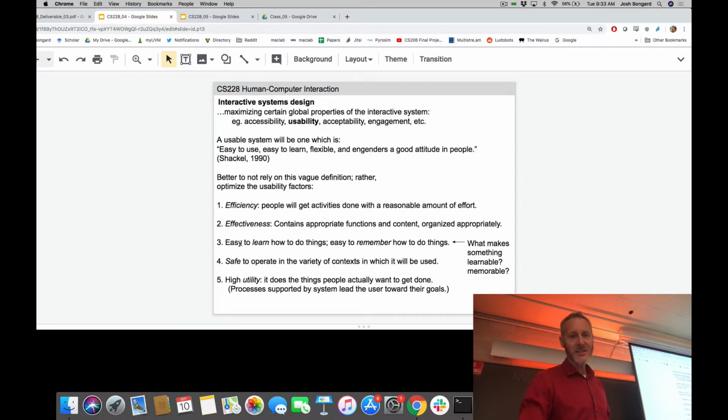Okay. Easy to learn how to carry out the task using the device. And is it also easy to remember how to do it? Assuming the users are going to come back to your technology multiple times, are they going to remember how your system works the second time around? We'll talk more about learnability and memorability when we get to the psychology component of this course, but what are some general things that are kind of obvious that make something learnable or memorable?